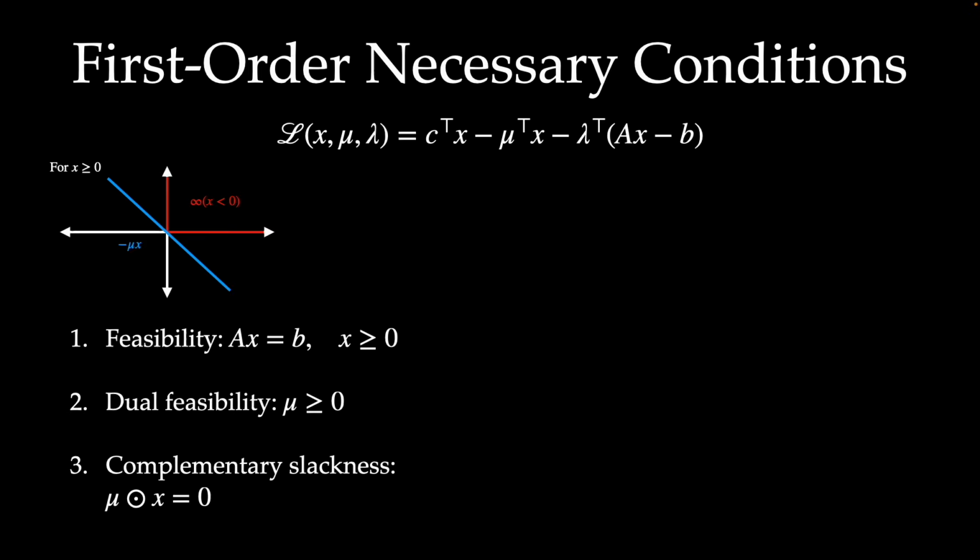Okay, complementary slackness here is represented by this element-wise multiplication. So this is just saying that either the component of mu or the component of x is going to be equal to 0.